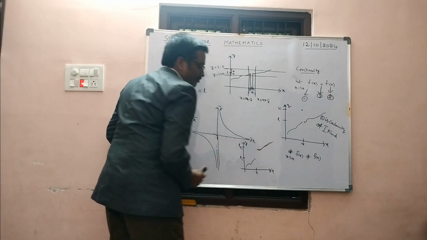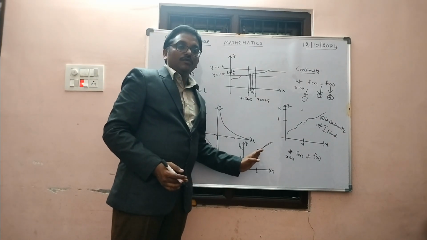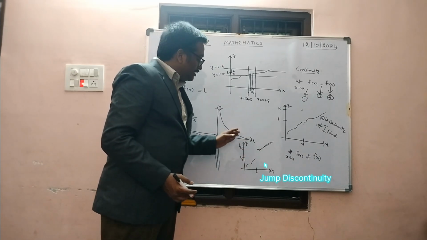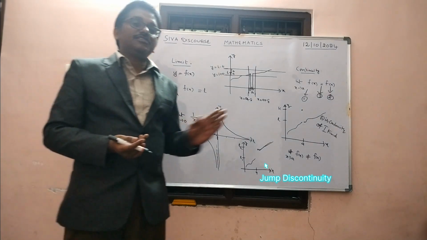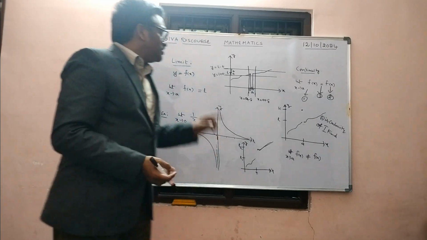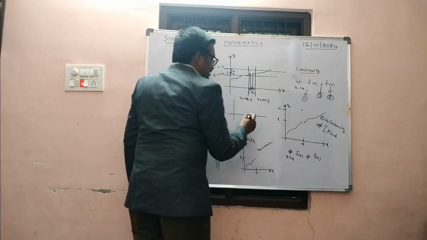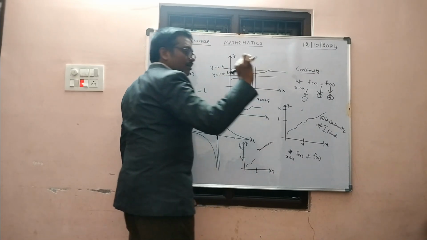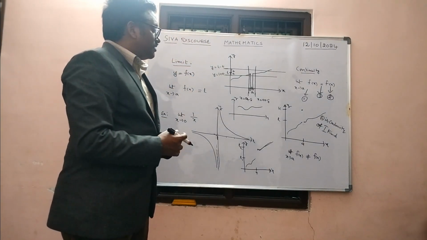F of a minus is L1, f of a plus is L2, which means that the function takes a jump up as shown in the figure, or it may jump down. It takes a jump at a. That's why it is called discontinuity of the second kind or jump discontinuity. Simply, if you start drawing the function like this without lifting the pen, then that's a continuous function.